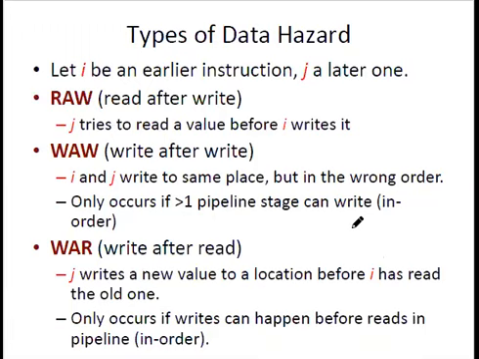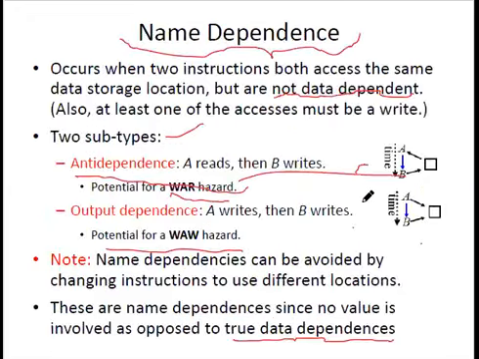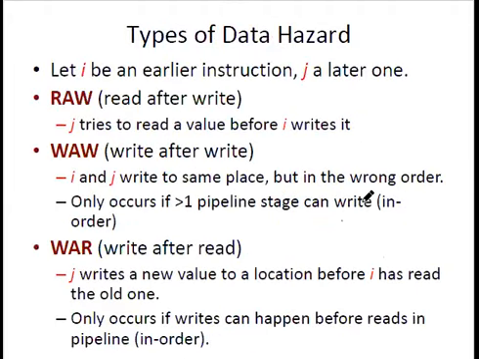So there are three types of data hazards. Let us consider an instruction I, which is an earlier instruction in the program, and an instruction J, which is the later one to be done. This example is a potential example to discuss a RAW hazard. Let us see how it can be done.